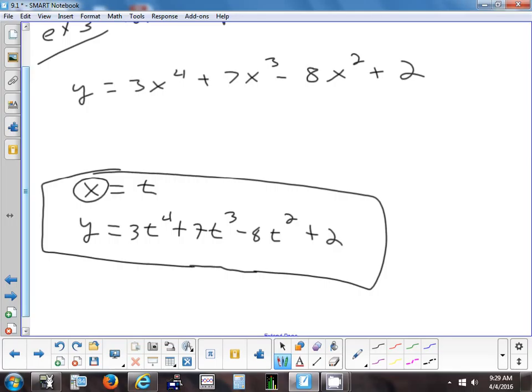Is x always just going to equal t though? Yep, for the first equation. I'm not saying this is the only way to do it. There's much harder ways to do it. It just seems kind of easy. But that's the easiest way to do it.